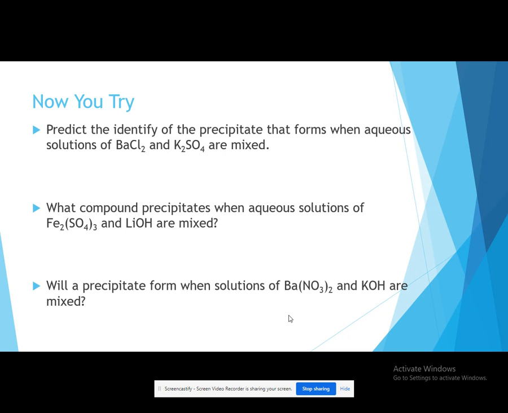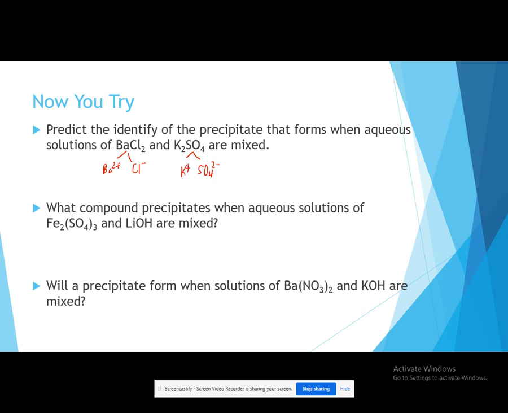Okay. So now we're going to try these. Again, I'm going to work through the first one with you, and then you're going to try the bottom two on your own. So let's work through the first one together. Let's split this into its ions. Well, it splits into, if I uncross it, Ba2+, Cl-. This one splits into K+, SO4 2-. Then I have to flip them.